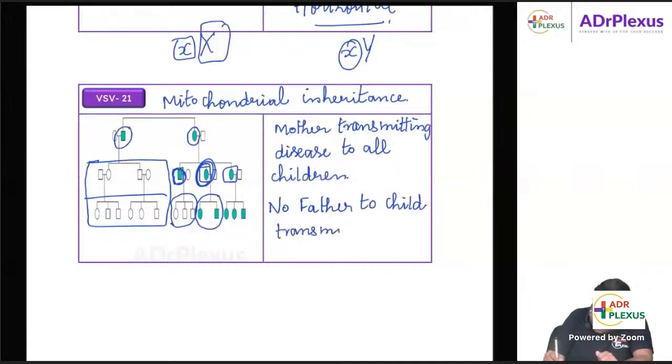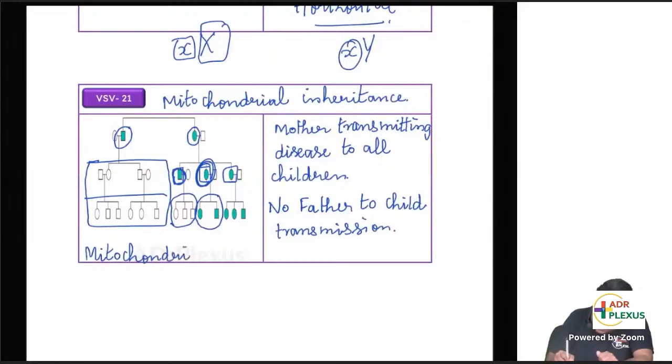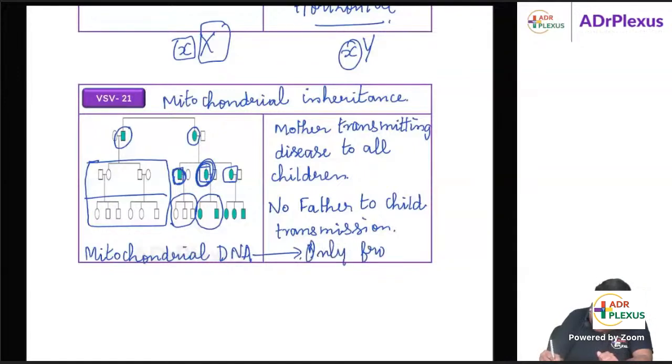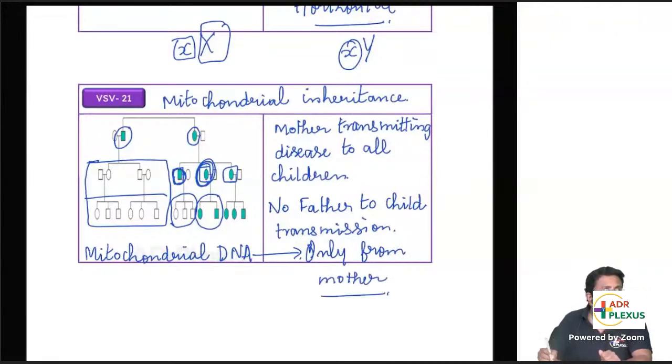Why is this pattern of inheritance mitochondrial? Because all of us inherit our mitochondrial DNA only from our mother. This is a very, very important point. Mitochondrial inheritance.